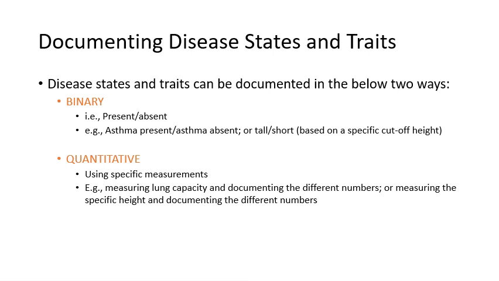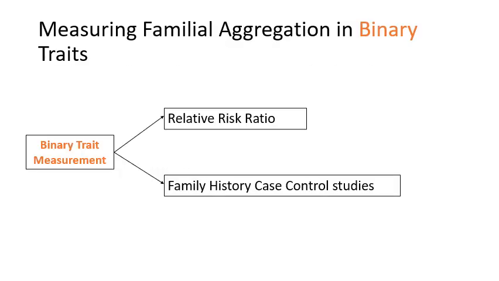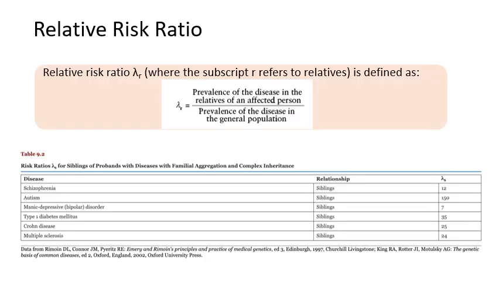So there are different ways of then predicting risk based on whether the documentation is binary or the documentation is quantitative. So let's consider binary traits here. So how do we measure familial aggregation in binary traits? So binary trait measurement risk prediction can be done through two different types of statistical analyses. First is relative risk ratio, and the second is family history case control studies. Okay, so let's talk about relative risk ratio.